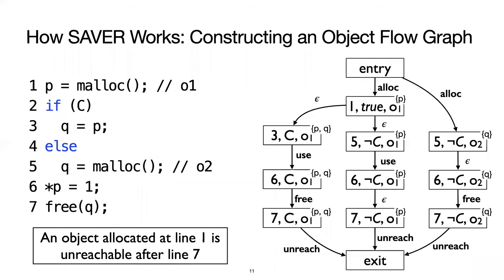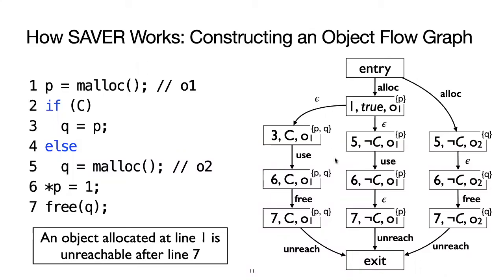From now on, I will explain the key idea of how SAVER generates a patch with a simple example. The code on the left has a memory leak error. The object O1 allocated at line 1 leaks if the control takes the false branch. To fix the memory leak, SAVER first runs a static heap analysis to convert the input program into the object flow graph. This graph statically describes the life cycle of each heap object.